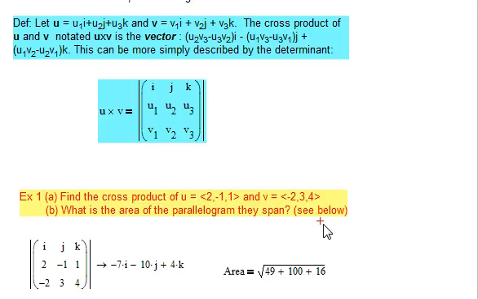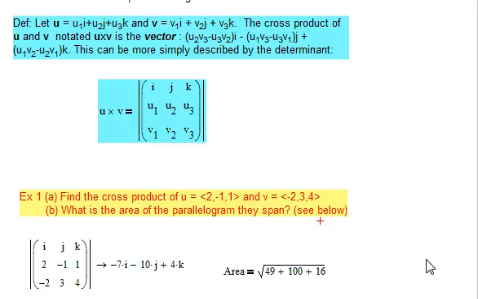I just let my software calculate it, but look, I'll do at least part of it. It's i times negative 4 minus 3 times its minor, so to speak, then minus j times 8 minus negative 2, so minus 10j, and then plus k times 6 minus negative, actually minus positive 2, so 4. So negative 7i minus 10j plus 4k.